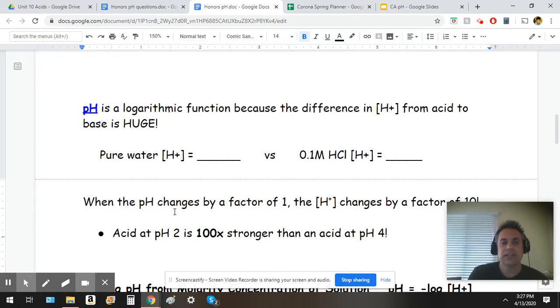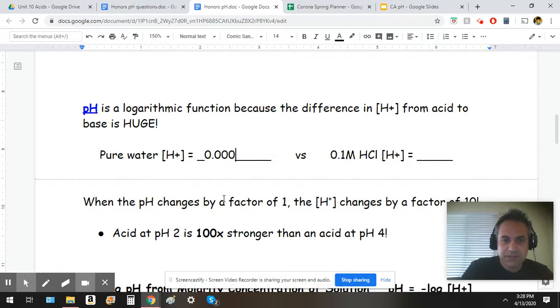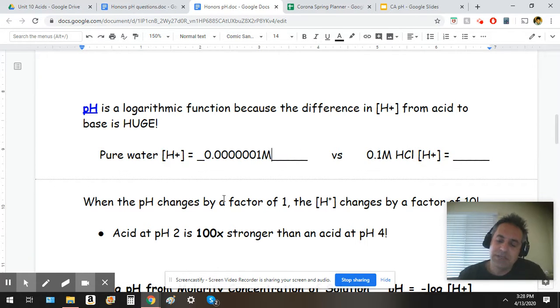All right, let's talk about where this whole, I already kind of did, but the pH, it is a logarithmic function, and the reason for it is pure water, as you just saw, it was just written here. I'll rewrite it though. It was 1 times 10 to the negative 7. I'll write it out fully though, 0.0000001. That's the concentration of H plus ions for pure water. And it would be the exact same concentration for hydroxide ions, but we're just comparing H plus right now.